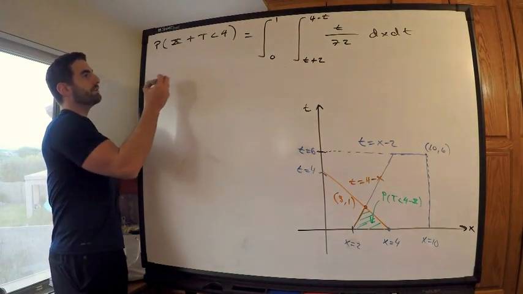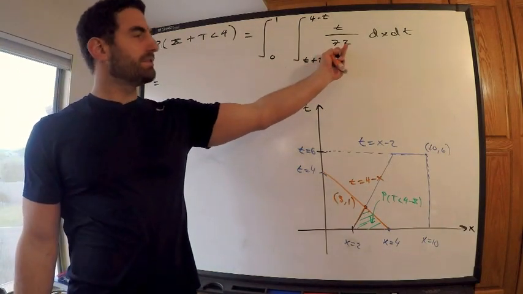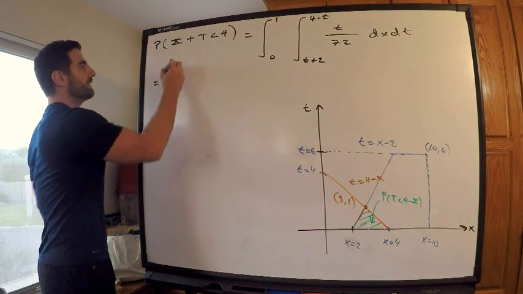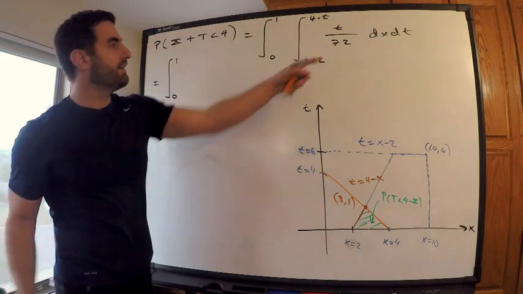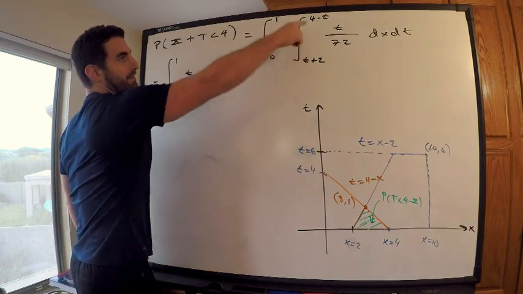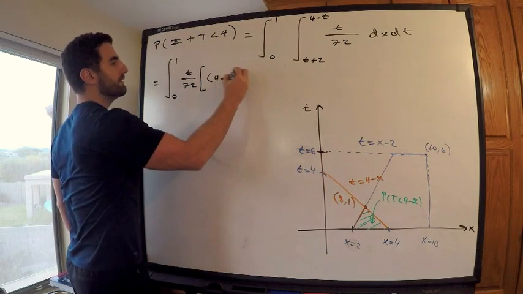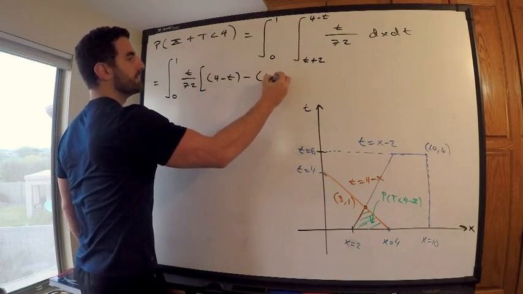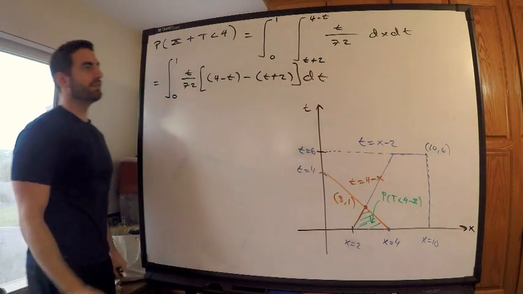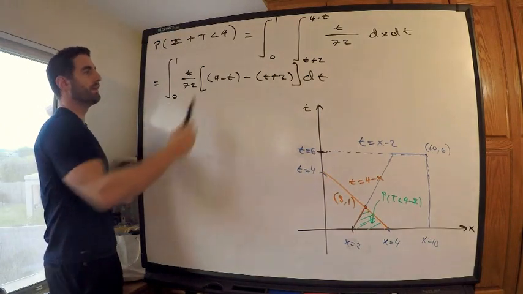So this is equal to, integrating with respect to x, so this is just treated as a constant. I can write this as 0 to 1, and my integrand in terms of x is just 1. So I just need to find the length of the interval. So it's going to be 4 minus t minus (t plus 2). And now with respect to t. I already dealt with the dx part. The dx part's gone. Hopefully you see what's going on here.